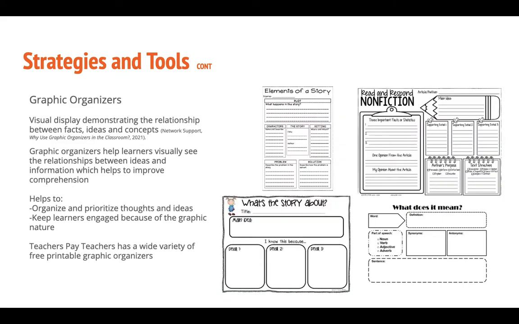A graphic organizer is a visual display demonstrating the relationship between facts, ideas, and concepts. Graphic organizers help learners visually see the relationship between ideas and information, which helps to improve comprehension. Graphic organizers help learners to organize and prioritize thoughts and ideas, and they help keep learners engaged because of the graphic nature. Sites like Teachers Pay Teachers have a wide variety of free printable graphic organizers to choose from, so check it out.